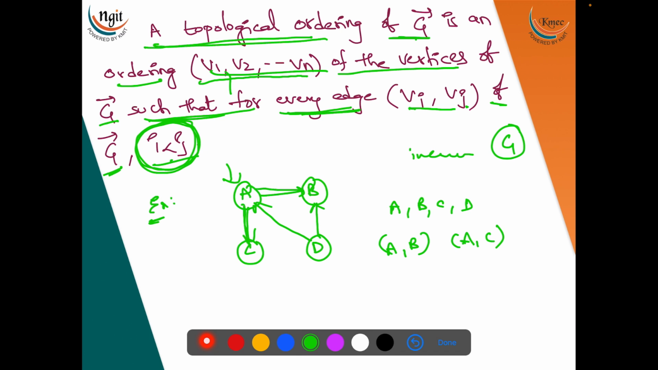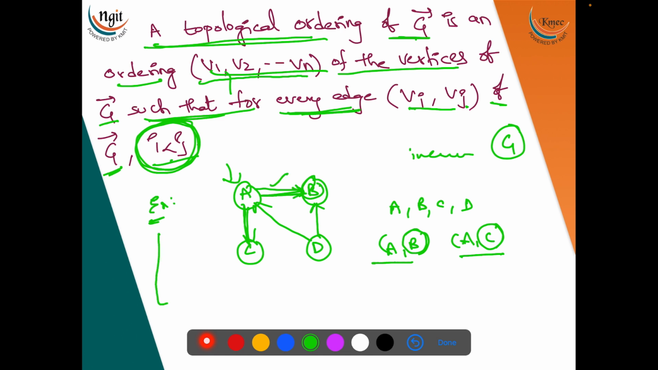As far as topological ordering is concerned, we have to first of all visit A to B, because there are two edges, A to B and A to C. So B is lesser than C in topological ordering, alphabetical ordering. Now B is smaller, right, than C. Now the edge A to B will be visited first.